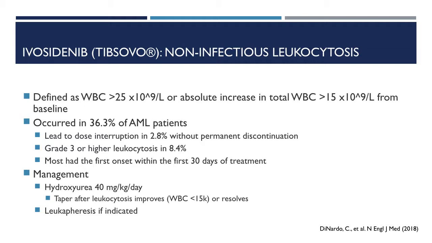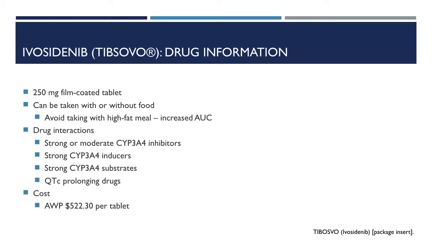And you can do leukapheresis, but this is institution specific. So additionally, ivosidenib is a 250 milligram film-coated tablet, and it can be taken with or without food. You'll just want to avoid taking it with high-fat meals because it can increase the AUC. There are drug interactions with CYP3A4 inhibitors, inducers, and substrates, as well as QT prolonging drugs. And the average wholesale price is about $500 per tablet per Lexicomp, so a daily dose would be about $1,000.